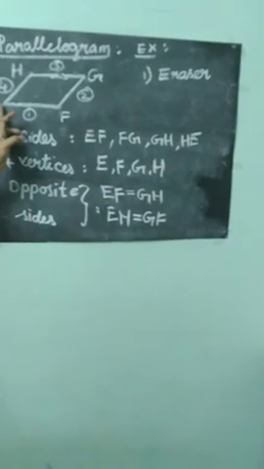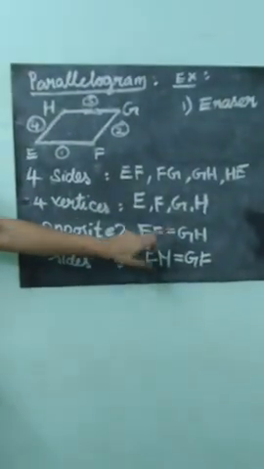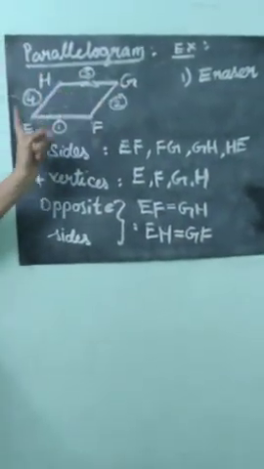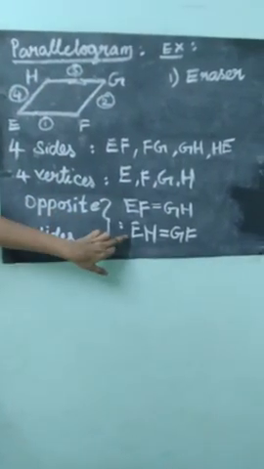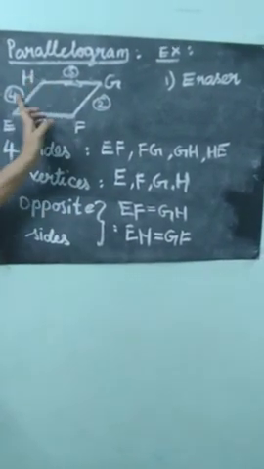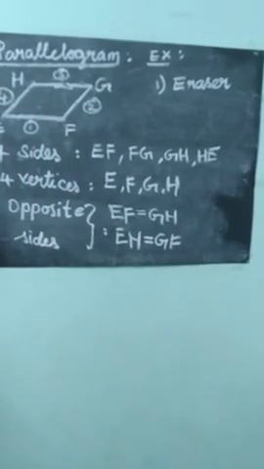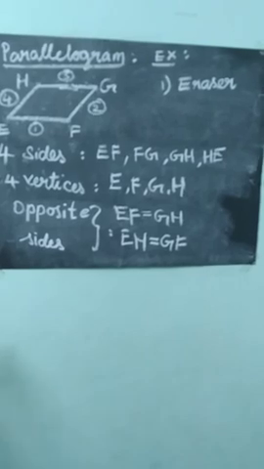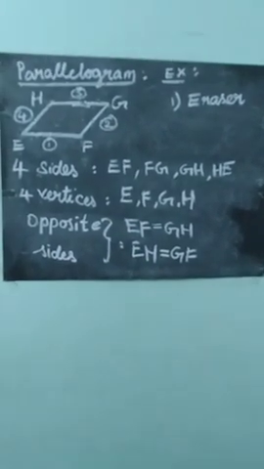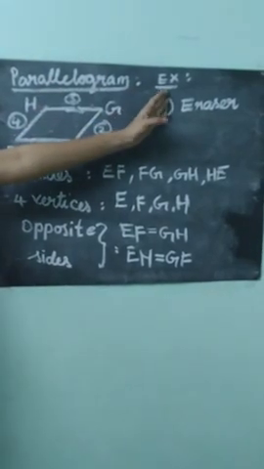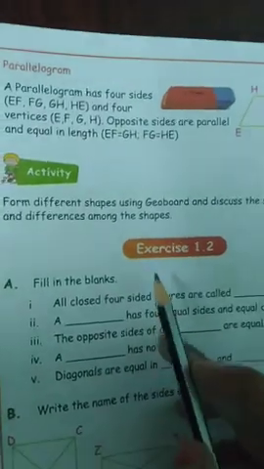But what are the opposite sides? EF is opposite to GH. So EF is equal to GH and parallel. And FG is equal to EH because both pairs are opposite sides. And these two sides are also parallel. What is an example of a parallelogram? An eraser. Okay, that's all.